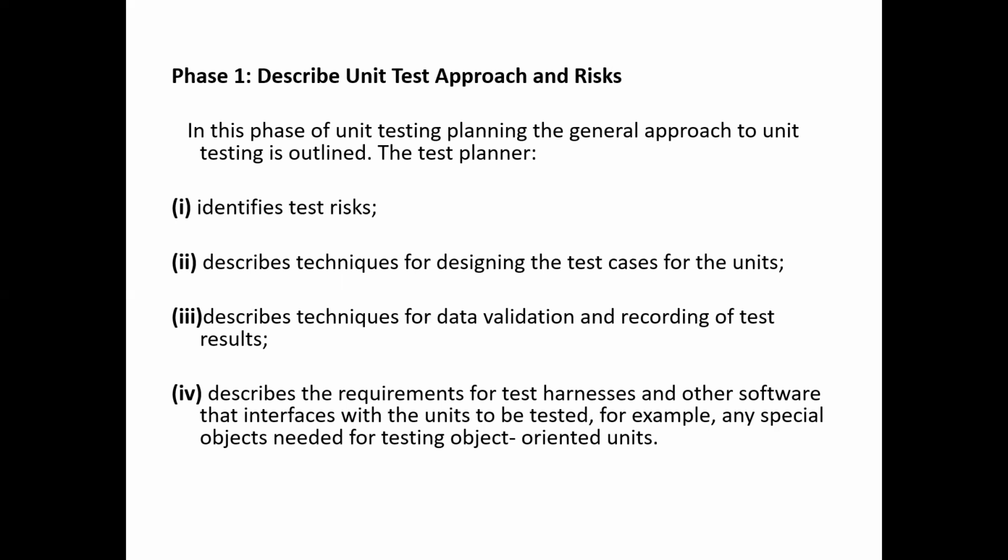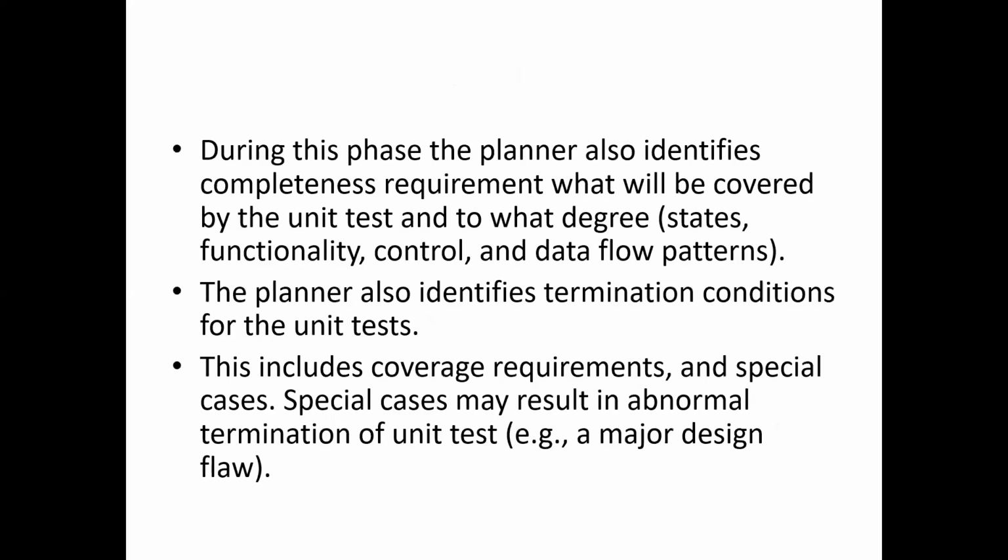and other software that interfaces with the units to be tested. For example, if any special objects are needed for testing object-oriented units. During this phase, the planner also identifies completeness requirements, what will be covered by the unit test and to what degree. And the degree means states, functionality, control, and data flow patterns. A planner also identifies the termination condition for the unit test.